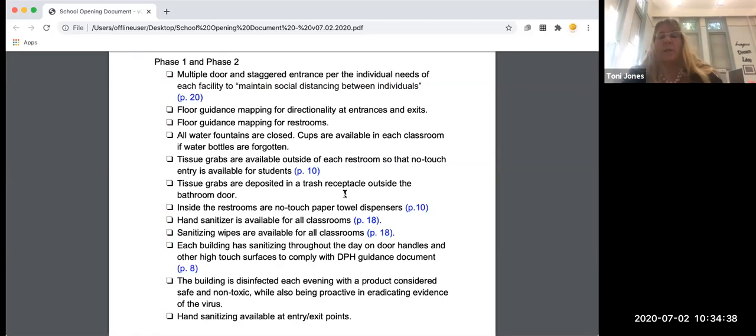The wipes are also going to be available in our classrooms, and each building sanitized throughout the day on door handles and all those other high-touch surfaces. And this is the Department of Health guidance document. And the building has to be disinfected in the evenings. And again, we have a product that's safe and non-toxic and proactive in eradicating the virus. And hand sanitizing available at entry and exit points.